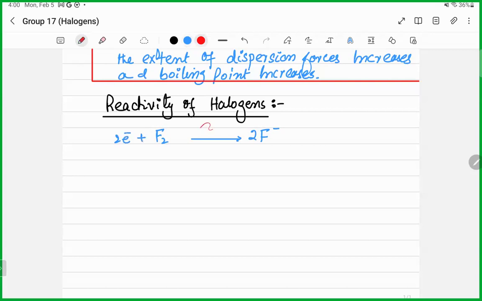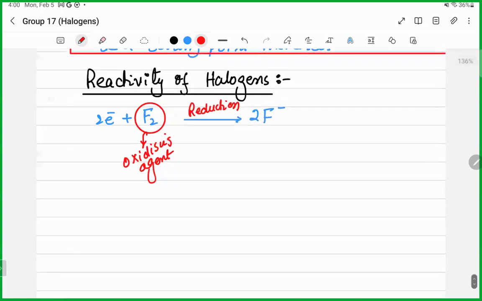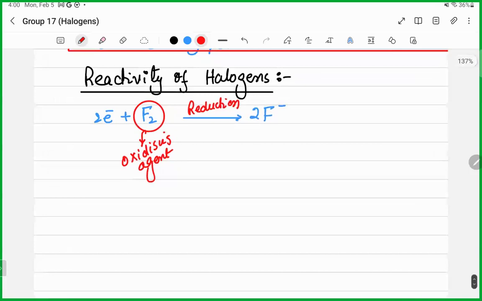So can I say that this process is called reduction? All fluorine, or sorry, all halogens are getting reduced by themselves. So can I say that all halogens are basically the oxidizing agent? All halogens are oxidizing agents. ठीक है? Clear? They gain an electron, they themselves get reduced. Okay? So they are basically the oxidizing agent. You can say the gain of an electron depends on the electronegativity value.